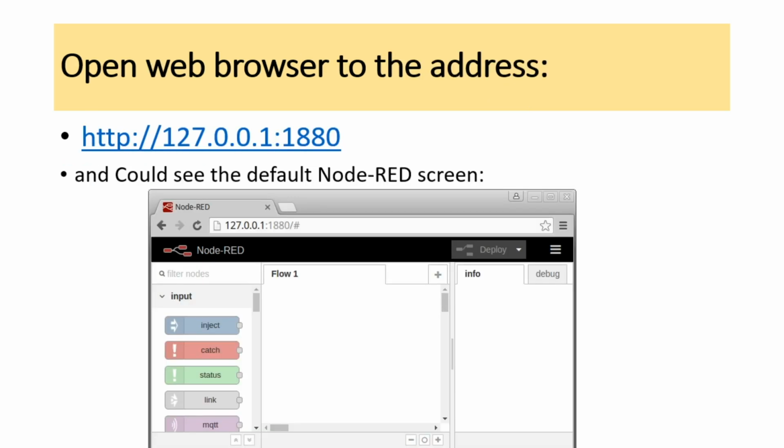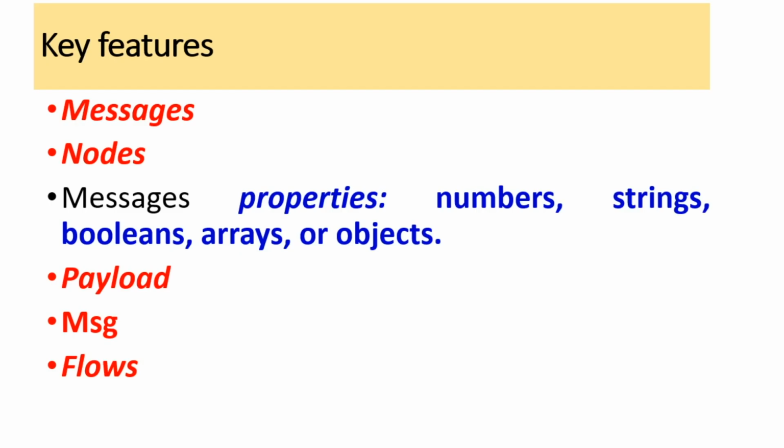Now go and open your web browser. You type this local address, http://127.0.0.1:1880. Once you type it, you could see the Node-RED default screen appear here. So we'll start with an example.